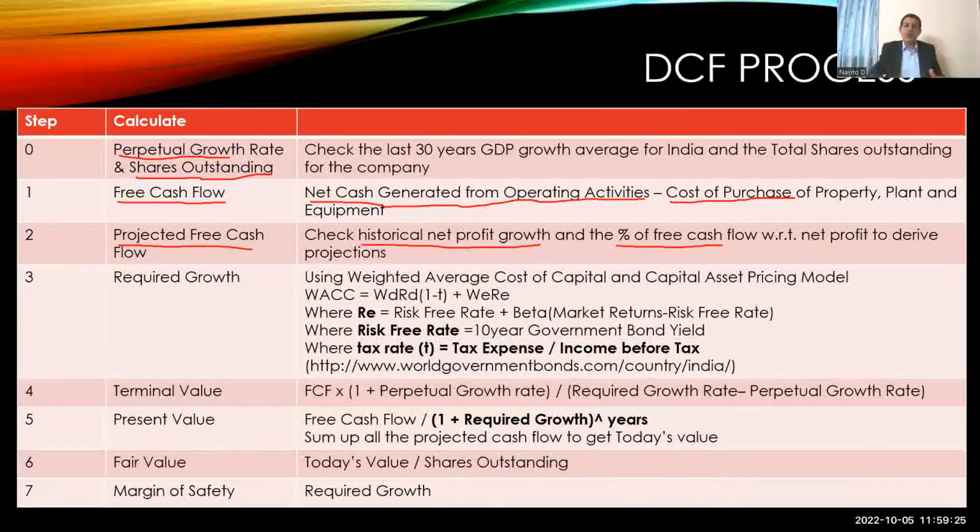Now that we know our future cash flows, we go to our next step, which is our required growth. So to determine the required growth, here also there are two methods. One approach is to directly take the cost of capital, which is 15%, and sometimes some of the investors take 12%, which is our average return. And then the second method is by using the WACC model. This is the weighted average cost of capital. And this weighted average cost of capital in turn uses the capital asset pricing model to determine the required growth rate of the company.